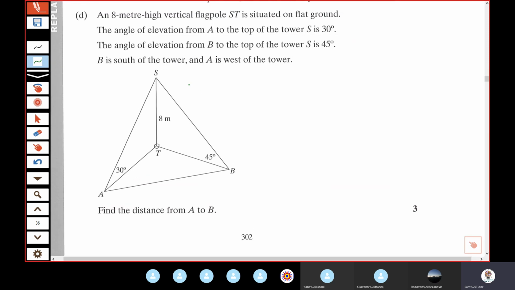An 8-meter high vertical pole, flagpole ST, is situated on flat ground. The angle of elevation from A to the top of the tower is 30 degrees. That's 30. The angle of elevation from B to the top of the tower is 45 degrees. B is south of the tower, and A is west of the tower, which means that that's a right angle, which they've given anyways. Find the distance from A to B.